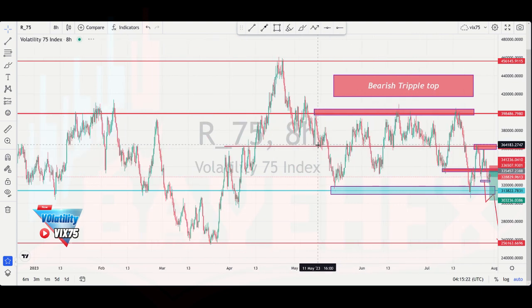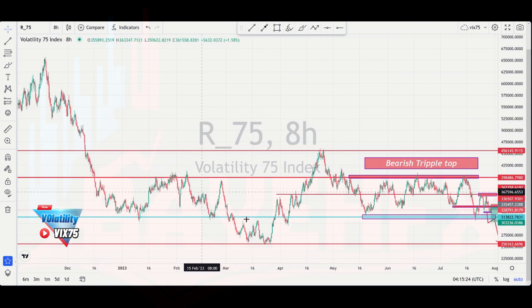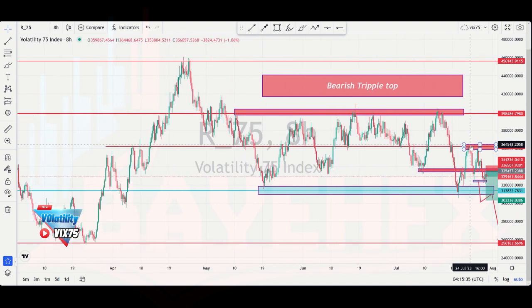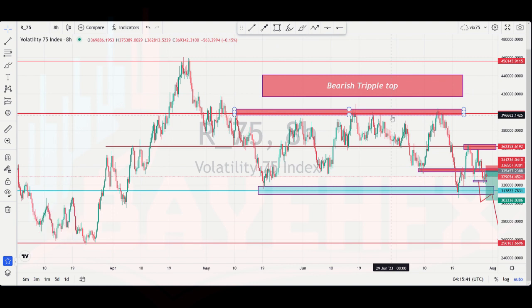So right now we were previously on a downtrend and then we got a breakout, and then what happened after the breakout? A bullish breakout to the upside, we got rejection, and then we are now in a consolidation channel. In this particular channel, this is what we call a bearish triple top.